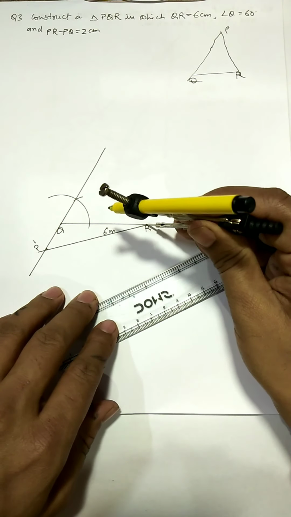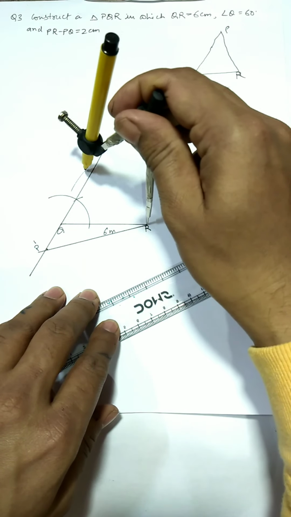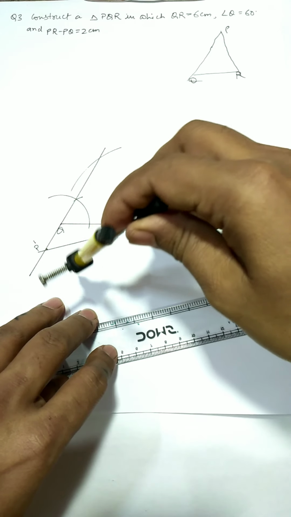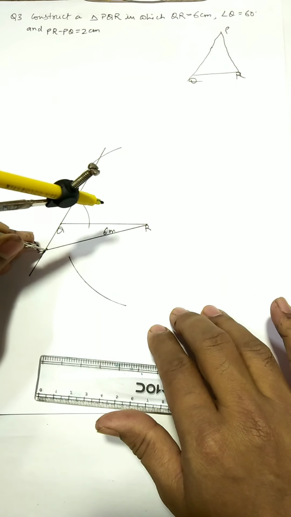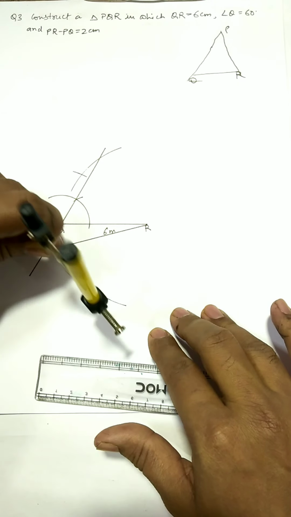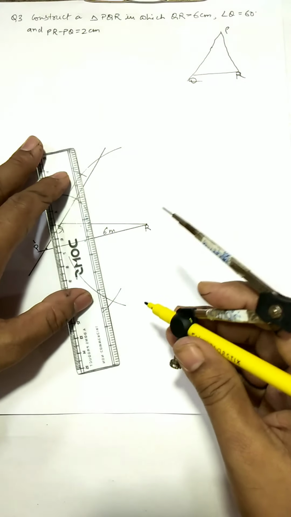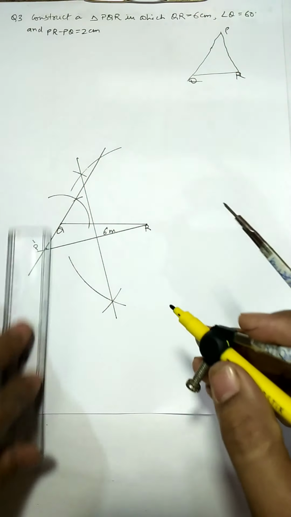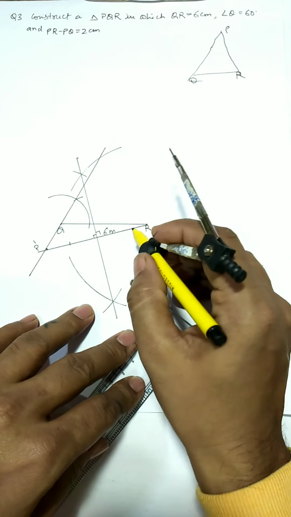So you open the compass more than half. Somewhere I have made a cut here like this, and one more cut you make down. The same arc you make from P dash, so somewhere this will cut this arc at this point. Now you join these two intersection points. So this is your line, and this is the perpendicular bisector of this P dash R. This is 90 degrees and this is equal.